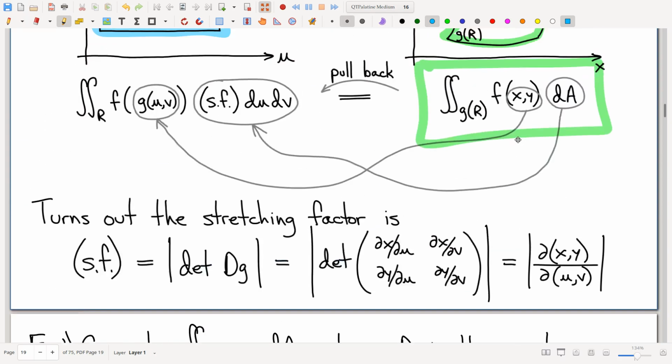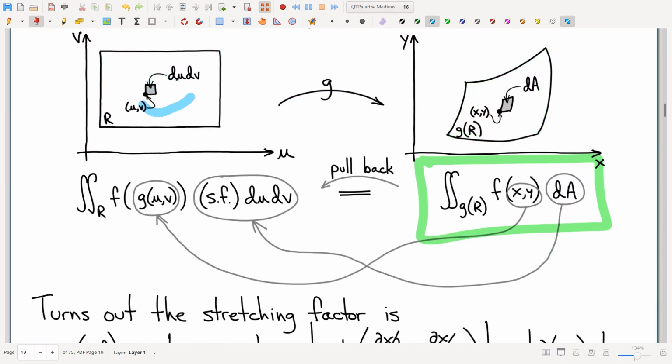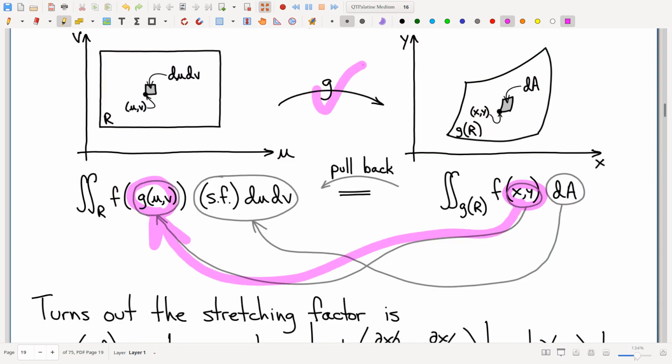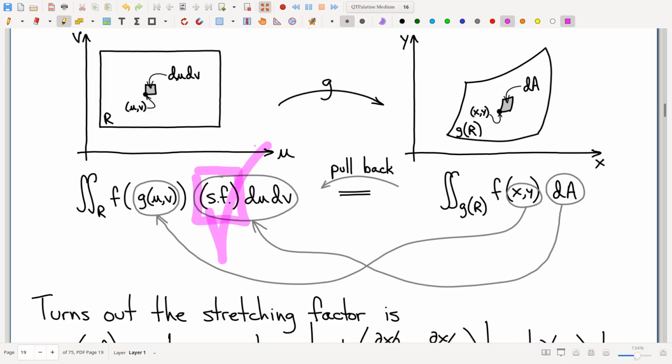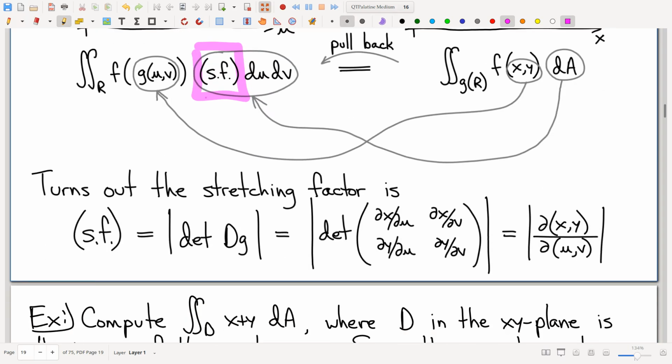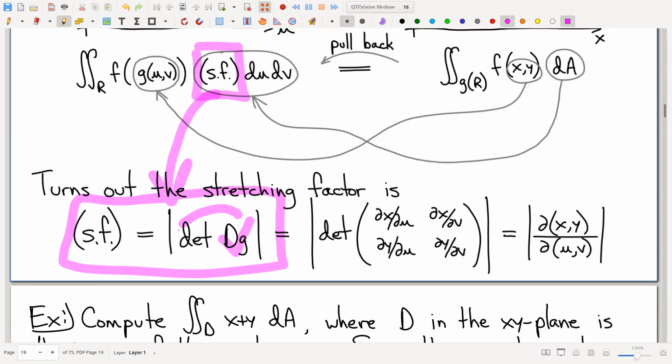Okay, now let's look back at our formula here. When we do our pullback, we're going to need to do two things. One is I'm going to have to figure out how to rewrite x and y in terms of u and v, but that's just g. That's my pullback function. That's already given. I already have that. So that's not a problem. And the other thing I'm going to have to do is compute my stretching factor to be inserted like so. And how do I compute that stretching factor? Well, I'm going to have to compute the derivative matrix, take that determinant, take the absolute value of the result. That will be my stretching factor.